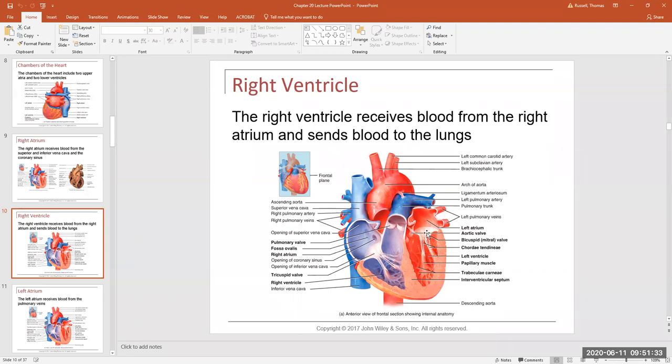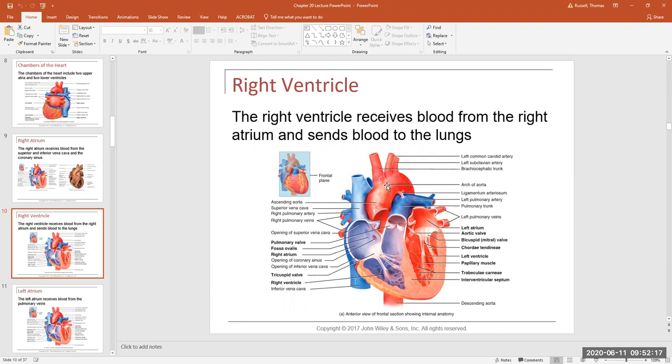Now, the other two valves are separating the artery from the ventricle. So each one of these ventricles has the job of receiving blood from an atrium and then ejecting the blood into its artery. So the right ventricle receives blood from the right atrium. That blood is then going to go into its artery, which is called the pulmonary trunk. The left ventricle receives blood from the left atrium, and the left ventricle then has to send blood to its artery, which is the aorta.